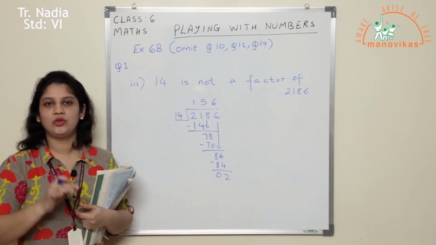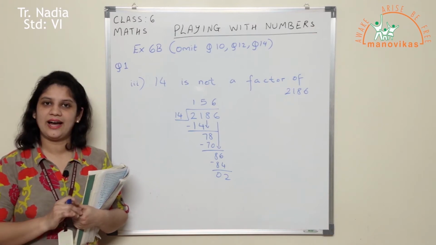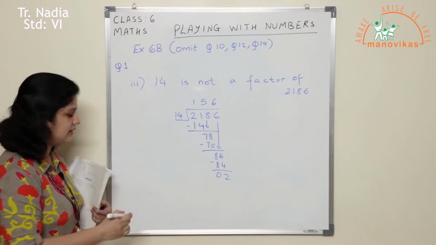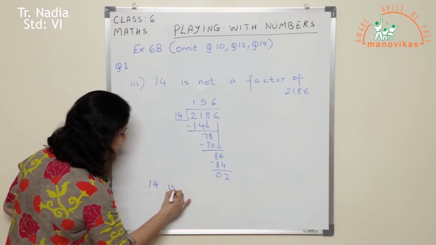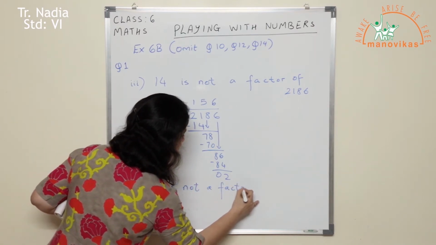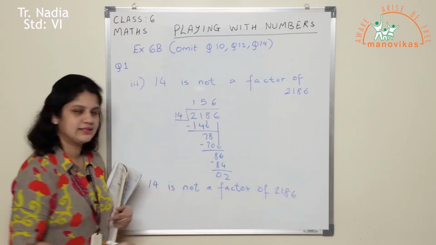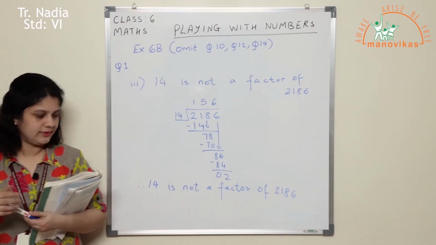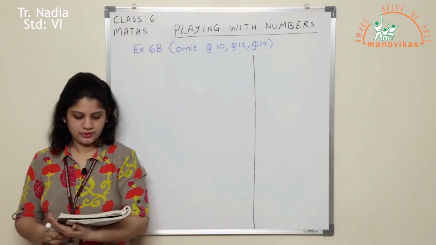So, for any number to be a factor of another number, it has to be able to divide it completely without leaving any remainder. If a remainder is left, we can say, therefore, 14 is not a factor of 2186. So I hope question 1 is clear to you all. Okay. Now let us move to question number 2.